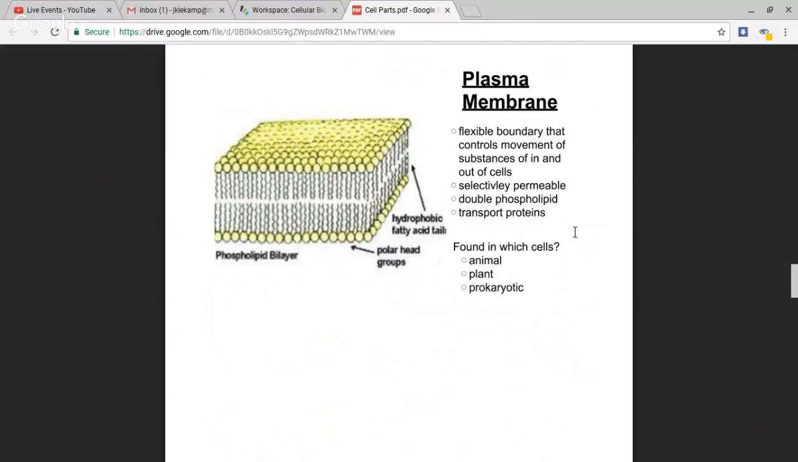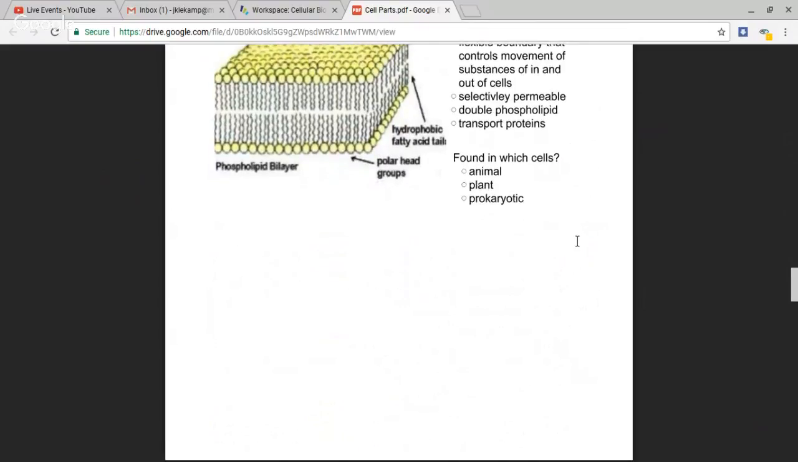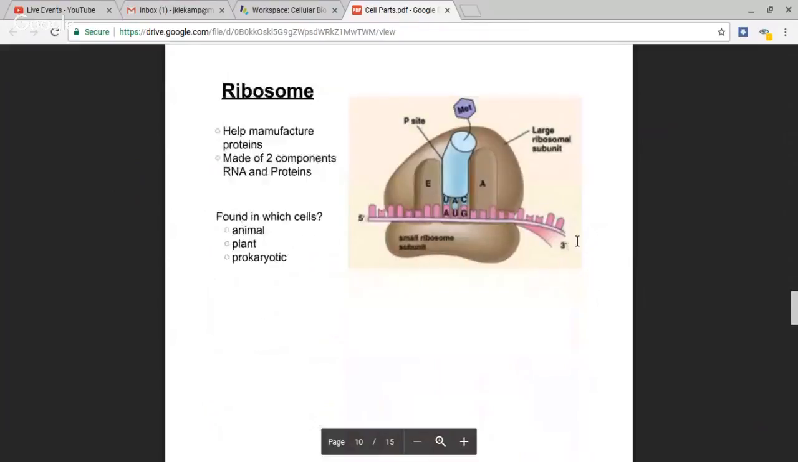We call the proteins that are just located on the outside or the inside, and do not go through the whole thing, peripheral proteins. We call the proteins that go all the way through, that help with cellular transport, integral proteins, such as channel proteins, carrier proteins, and some pumps. The plasma membrane can actually be found in an animal cell, a plant cell, and a prokaryotic cell.